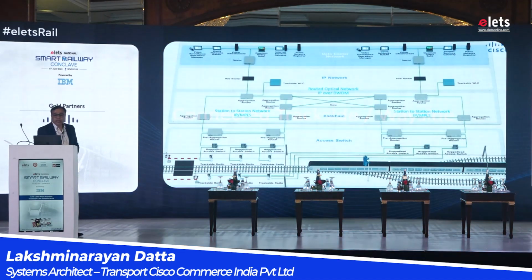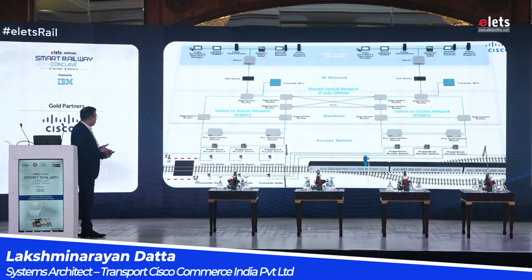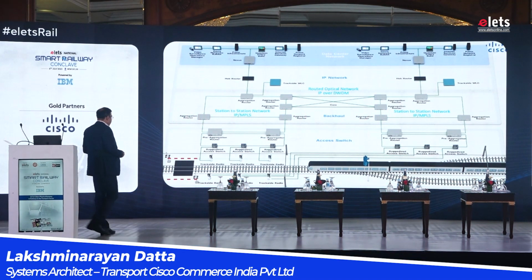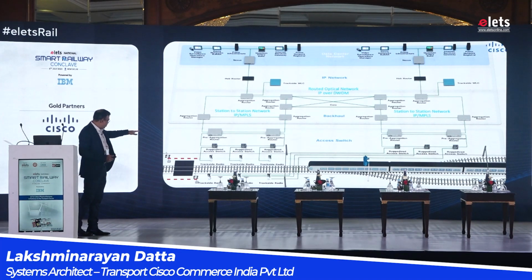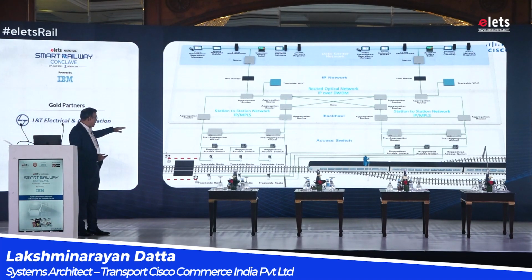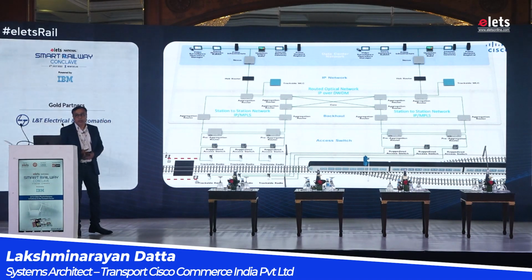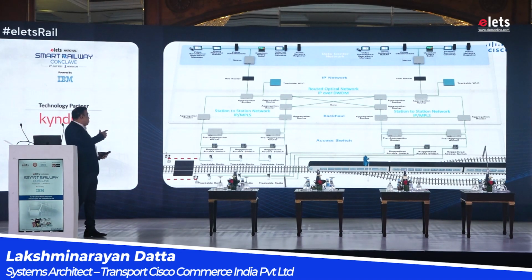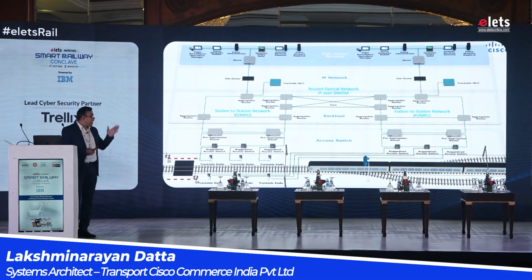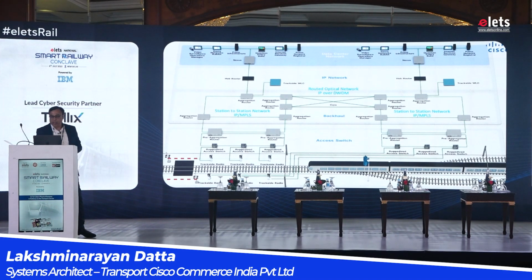So, connected trackside or wayside: there was a topic on how the connectivity works, basically trackside and wayside. From the track we can see the antenna, and that antenna will be backhauled through the fiber to the nearest ruggedized switch. The ruggedized switch will be connected towards the station switches, and from the station switches onward there will be resiliency through the ring configuration, and then obviously the backhaul through routed optical networking, and all the operation and control centers are sitting on top.